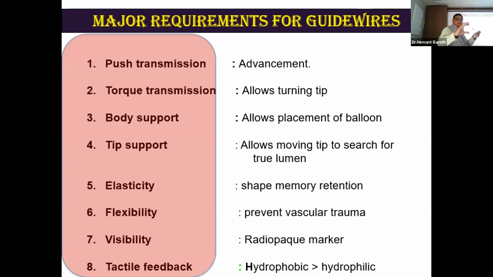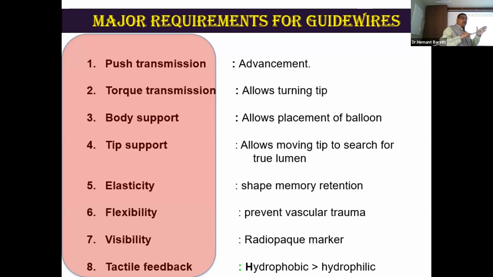So that's really important. Then third thing is body support. The body support is the support that the wire gives when you push a device, whether you push a balloon or a device. So for bulky devices, you require more support. Then tip support. The tip support is also very important. Tip support is the resistance that the tip gives to a lesion.